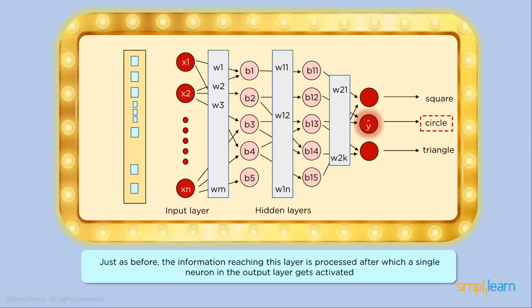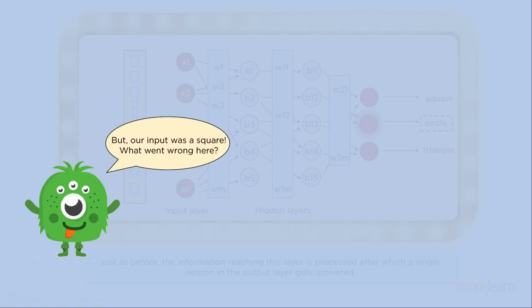In this case, we have a neuron that represents a square, a neuron that represents a circle, and a neuron that represents a triangle. And just as before, the information reaching this layer is processed, after which a single neuron in the output layer gets activated. But our input was a square. What went wrong here? Remember, we started with a square. What do we have coming out? It said a circle. Well, that's going to be a problem because we don't want it to tell us that squares are circles. Well, our network needs to be trained first.